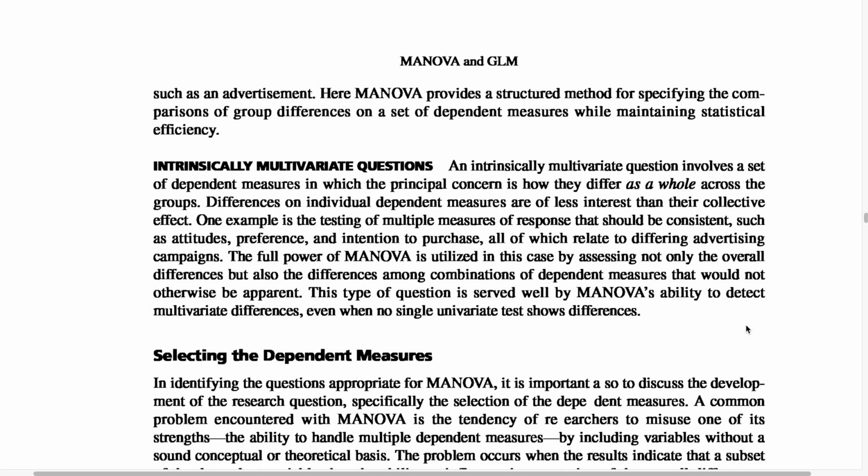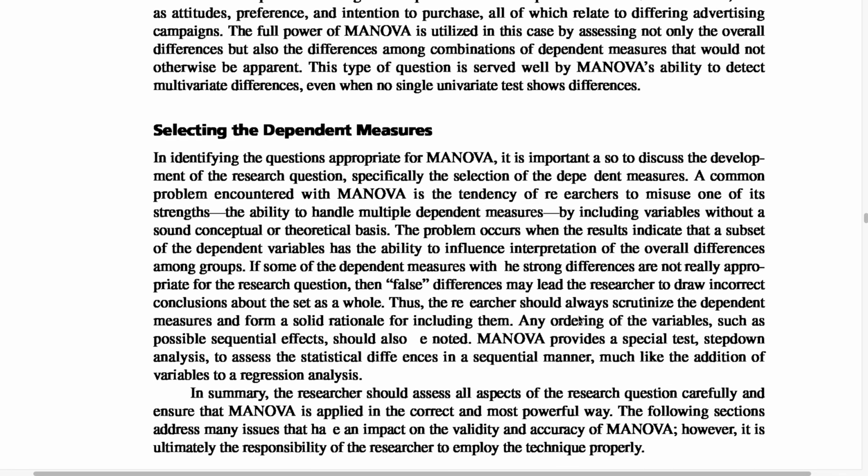The full power of MANOVA is utilized in this case by assessing not only the overall differences but also the differences among combinations of dependent measurements that would not otherwise be apparent. This type of question is served well by MANOVA's ability to detect multivariate differences even when no single univariate test shows differences.